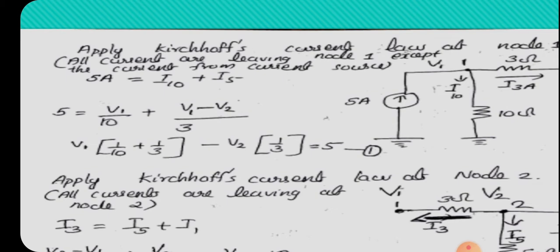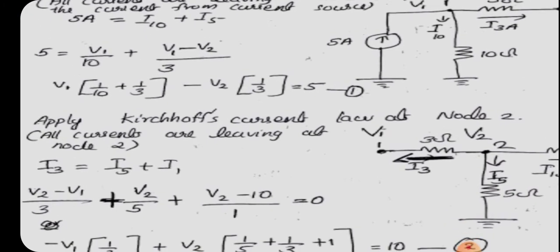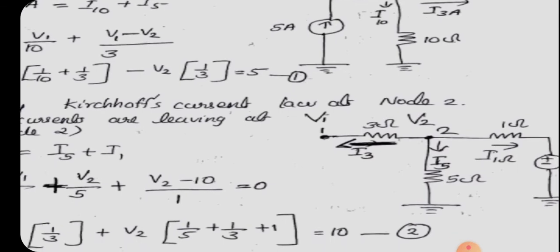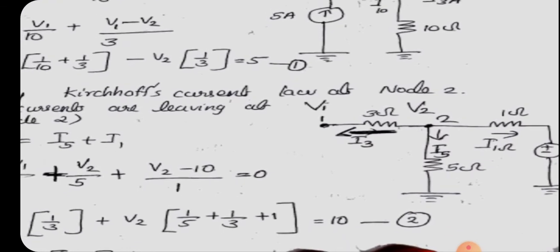So by rearranging the equation, we will get V1 into 1 by 10 plus 1 by 3 minus V2 into 1 by 3 equal to 5. That is equation number 1. Similarly, we can consider node 2 and we can apply Kirchhoff's current law at node 2.